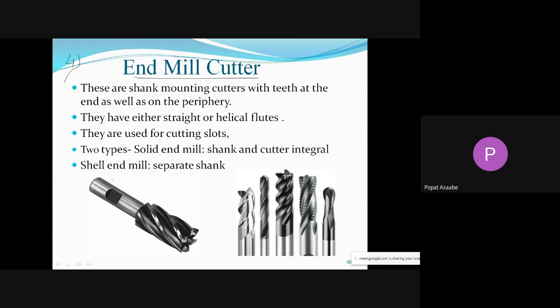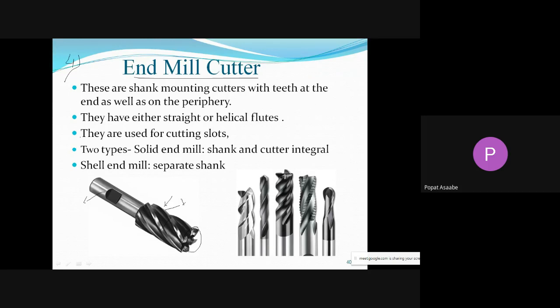Here in the end milling cutter, see, this is the shank, and that shank we can hold in the spindle. And actually this is the cutter, the end milling cutter. On its periphery the cutting teeth are there, and at its end portion there are also teeth, means here also teeth and here also teeth are provided on that end milling cutter.